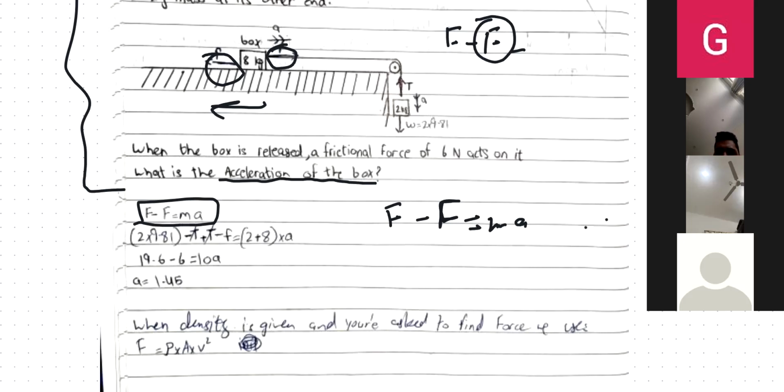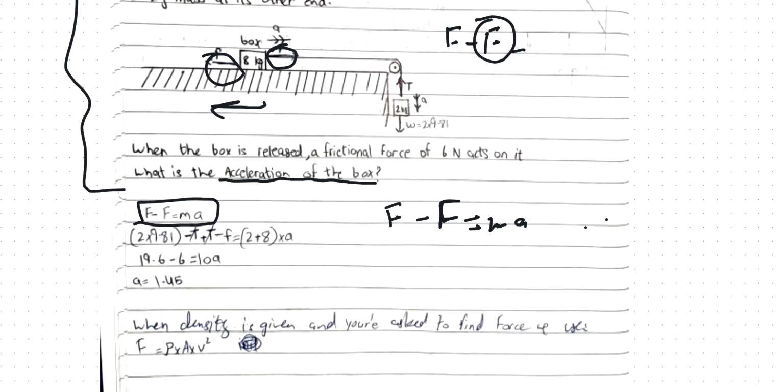All right. How do I stop this? Yeah. F minus F equals MA. The forward force, this right here, would be mass into acceleration.